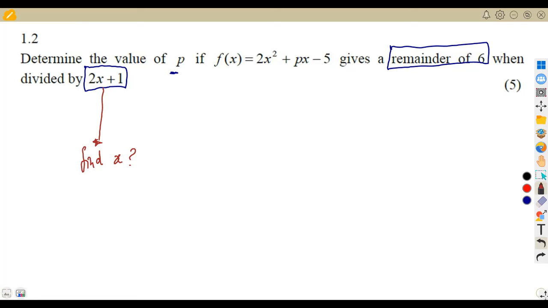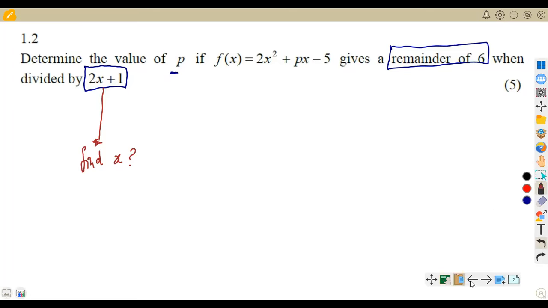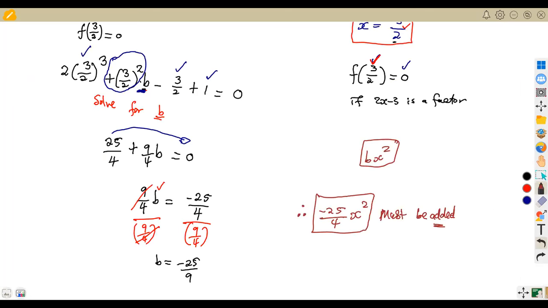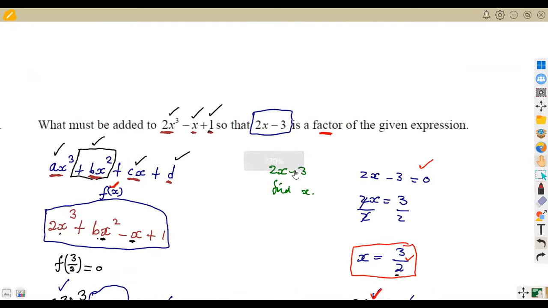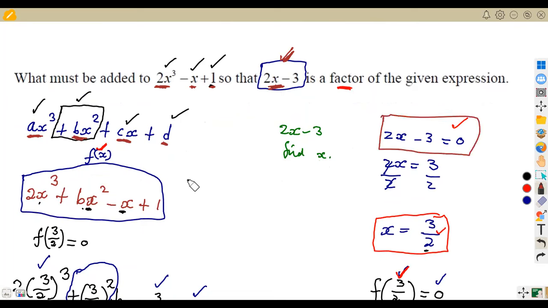Let us get back to our previous question so that we do not confuse each other. In our previous question, the moment they said 2x minus 3 is a factor, that is the one that was dividing. So that is why we have to equate it to 0 and calculate the value of x.